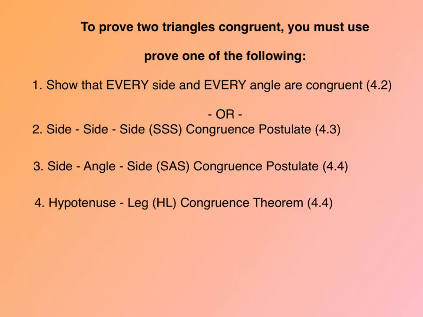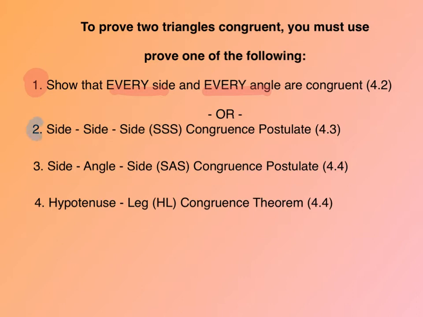So to prove the 2 triangles are congruent, you got to prove one of the following. So the first one is simply prove every side and every angle is congruent. That's what you guys just finished in 4.2. But you don't have to do that for every single situation.